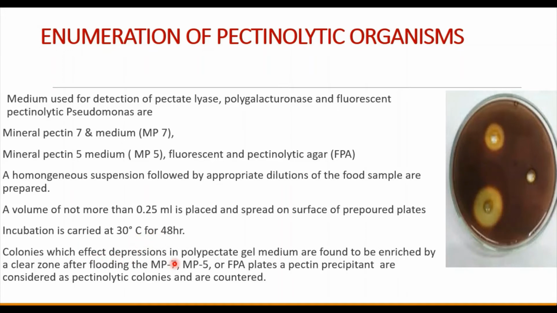Now, the colonies which cause depression in the polypeptide gel medium are found to be enriched by a clear zone after flooding the MP7, MP5 or FPA plates with a pectin precipitant. These are considered as pectinolytic colonies, and they are counted.